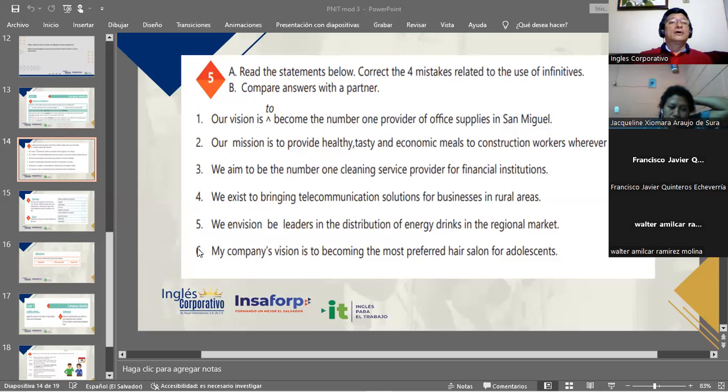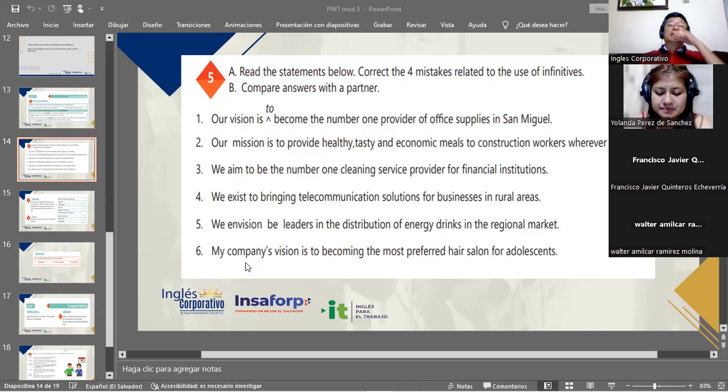How many groups do we have? In group number five, number six. My company vision is to become the most preferred hair salon for adolescents.